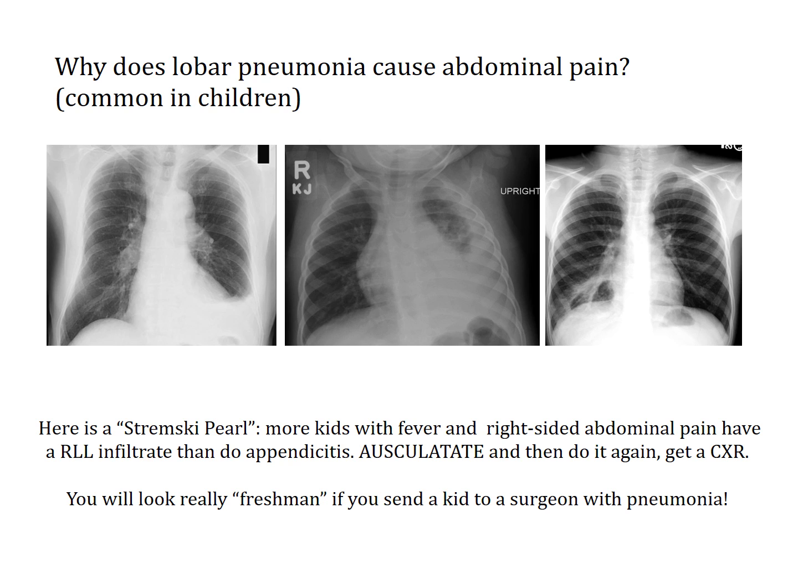Here is a Stremski pearl. Kids with fever and right-sided abdominal pain more frequently have right lower lobe pneumonia than appendicitis. Every time you see a kid with a fever and says the right abdomen hurts, do a very good pulmonary history, do a very good pulmonary exam. Because if you're hearing crackles, get an x-ray, you might be dealing with pneumonia, not appendicitis.